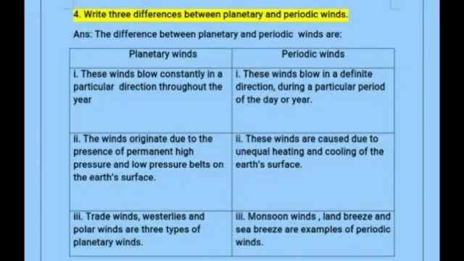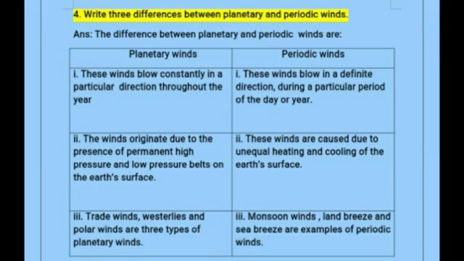So next one, write the difference between the planetary and the periodic winds. So first you have to draw a tabular column differentiating the both. Okay, so planetary winds blow constantly in a particular direction throughout the year, and these winds originate due to the presence of the permanent high pressure and low pressure belts on the Earth's surface. Trade winds, westerlies, and the polar winds are the three types of planetary winds.